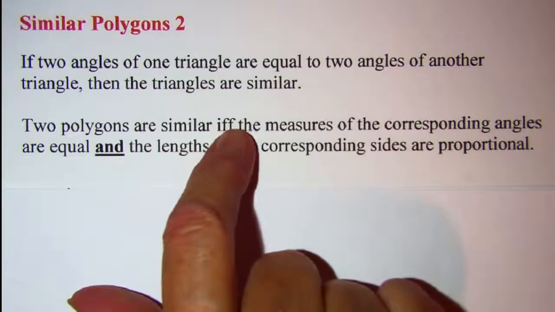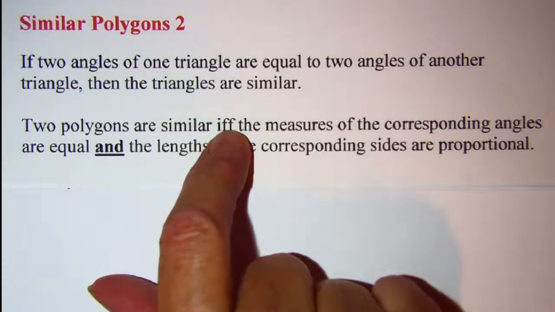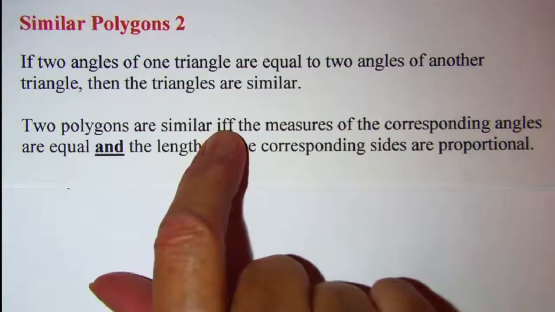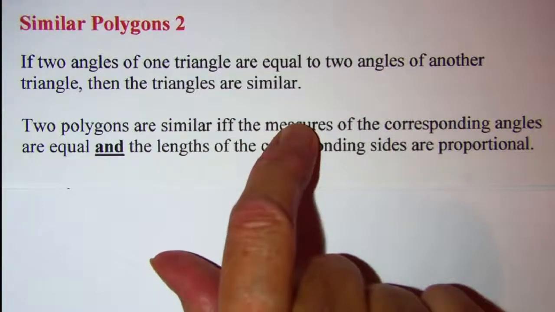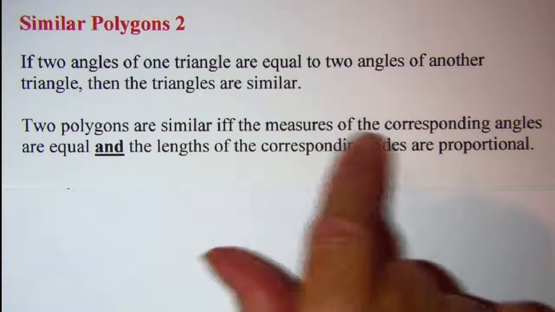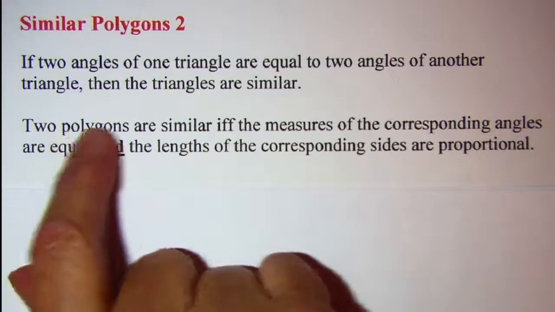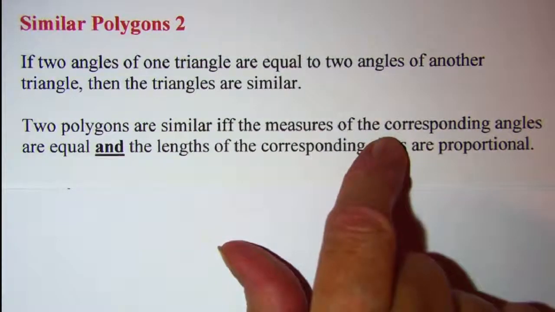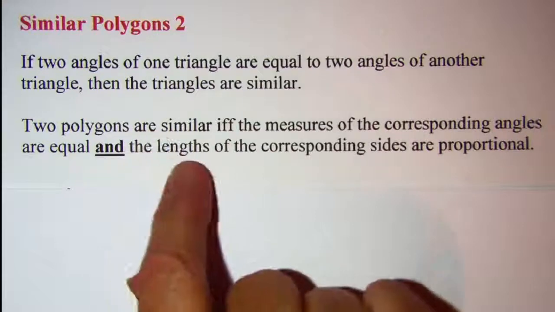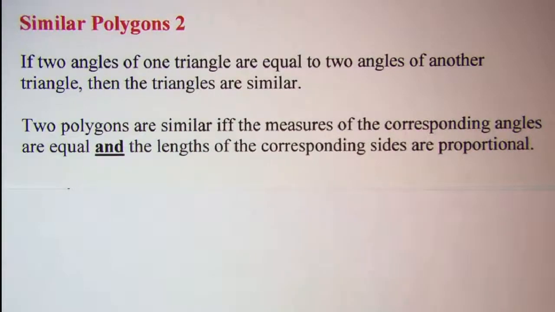Now this is not a misprint. It says two polygons are similar if and only if. This is a way to say that our statement goes in reverse as well. In other words, if the right side is true, then the left side is true: if two polygons are similar. And if the left side is true, then the right side is true. So if we have similar polygons, then we can set up a proportion to find missing lengths of the corresponding sides.